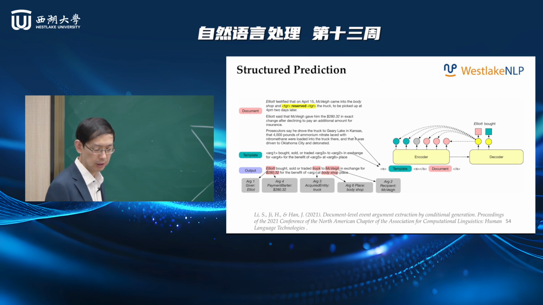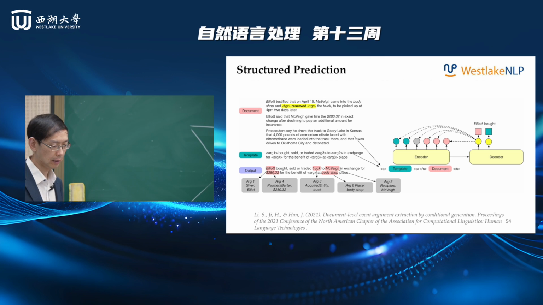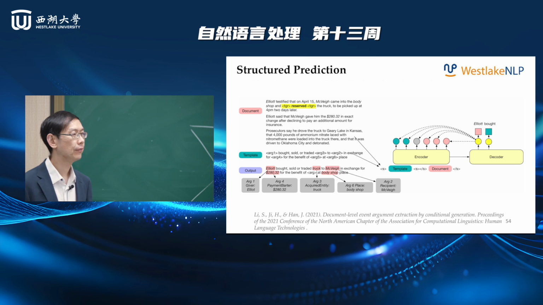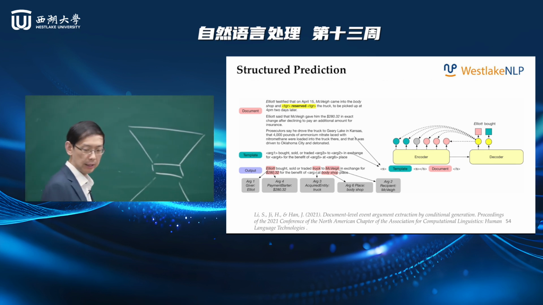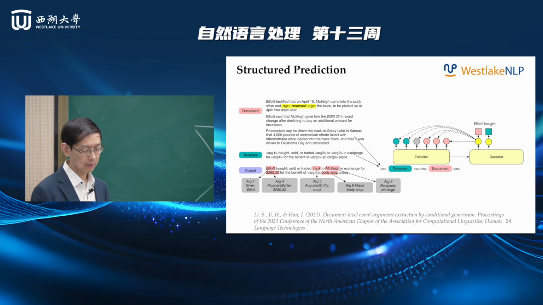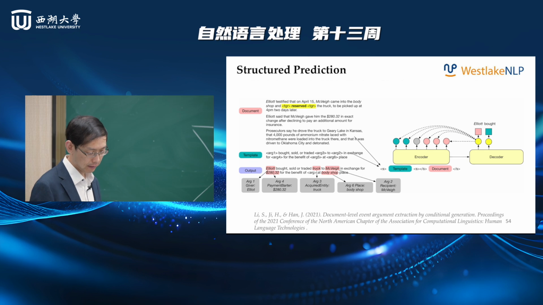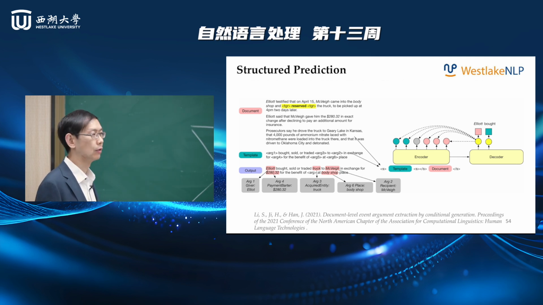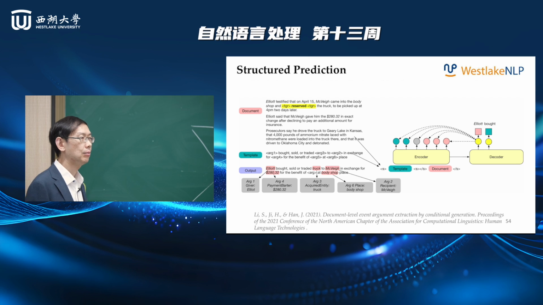Other structured prediction tasks can be done similarly. Now this is an event prediction task. Suppose that we have already recognized the trigger, as I show you here in yellow. Now we recognize the event type of the trigger. And we can create a template, as I show you here in green. The template is basically a sentence that describes the event with the event type, the trigger, and all the arguments.